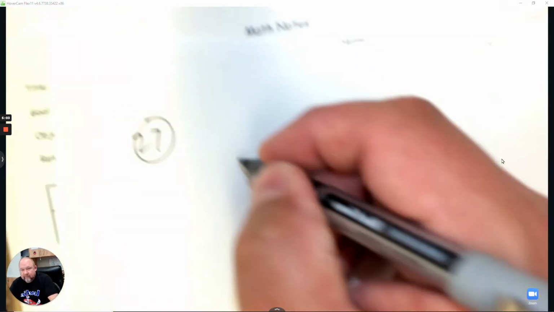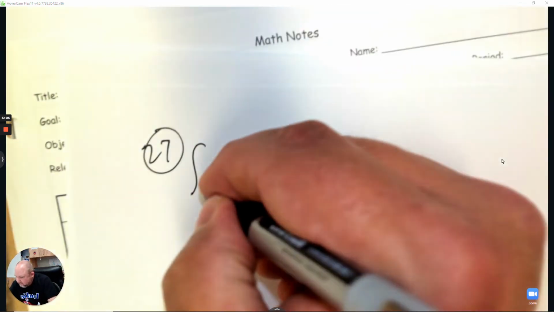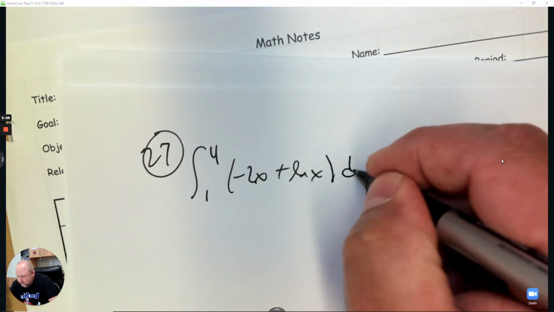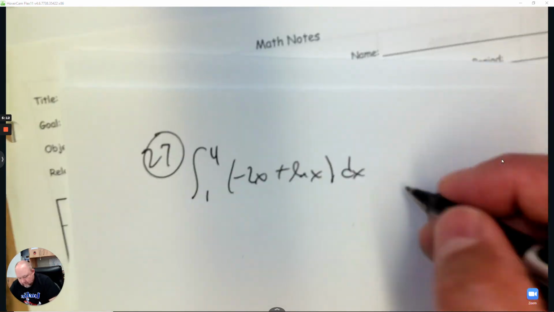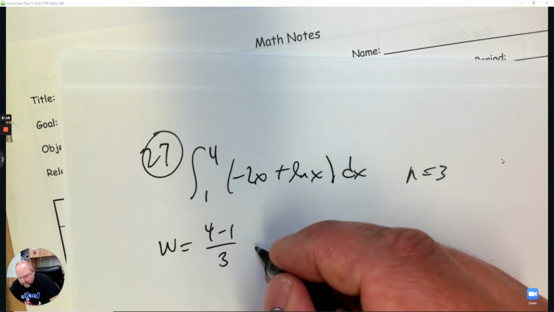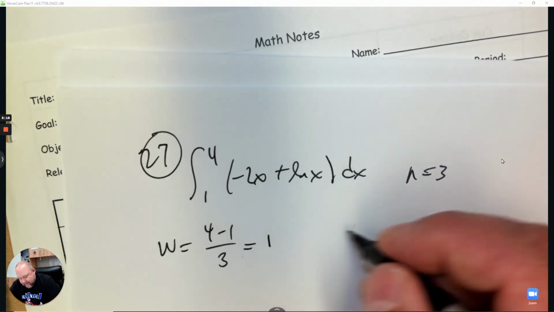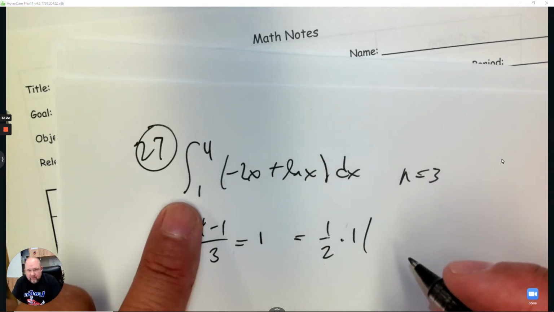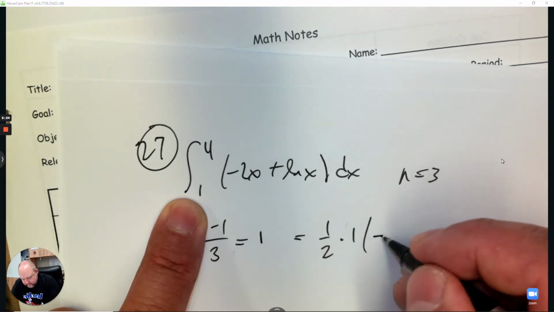27. In 27, approximate 1 for negative 2x, we just did this one, by using trapezoid. And how many with n equals 3? So the width is going to be 4 take away 1 divided by 3. That's 1. And so it starts with 1/2 times the width. And then we're going to plug in 1 to begin with.